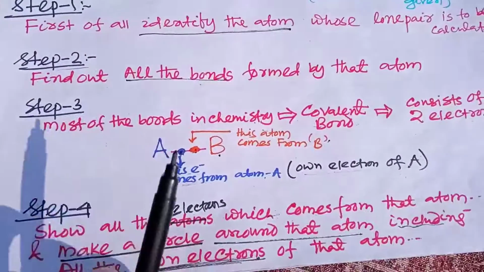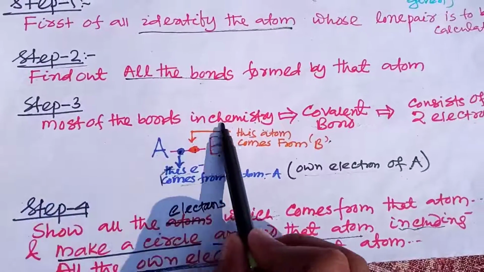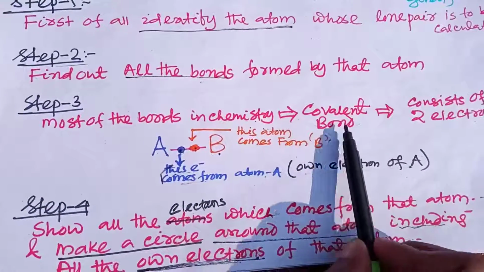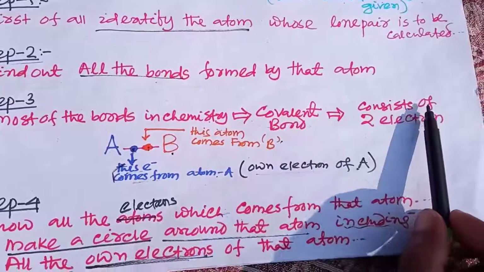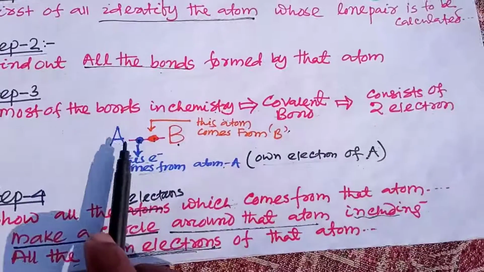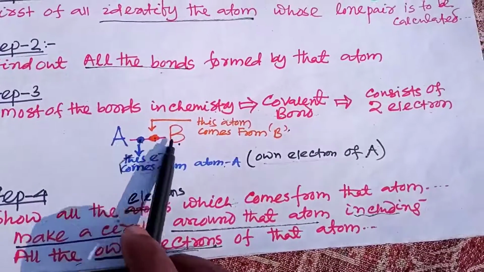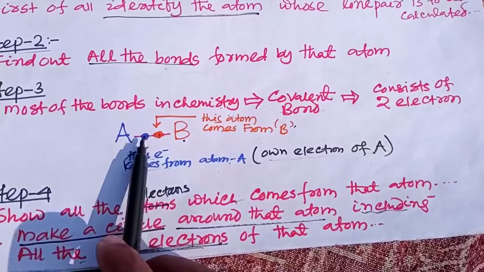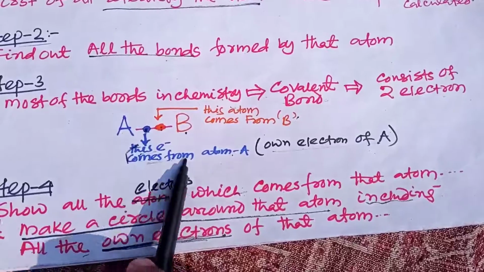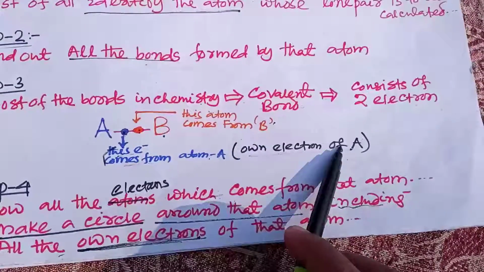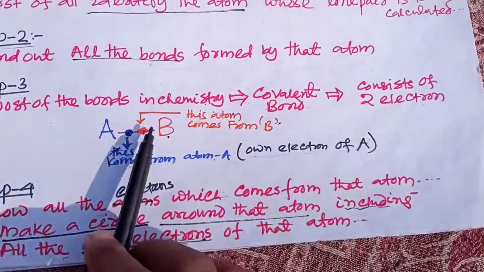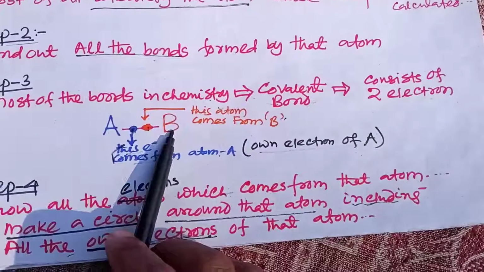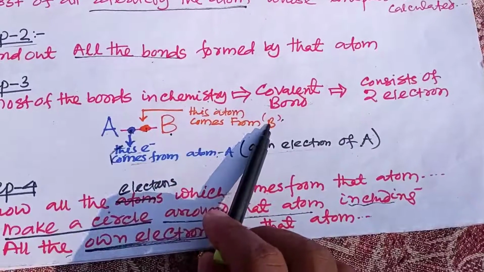Step number 3: most of the bonds in chemistry are basically covalent bonds, and a covalent bond consists of 2 electrons. So it is a covalent bond between atom A and atom B. This electron comes from atom A, that means it is the own electron of atom A. Similarly this electron comes from atom B and it is the own electron of atom B.